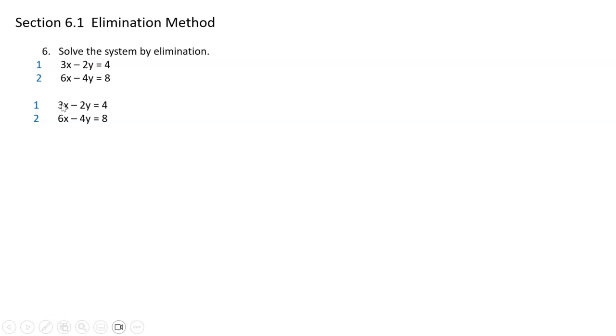It's because negative 2 times 3 will give us negative 6. And then when you add it to the 6x, they will be eliminated. But I need to multiply negative 2 times every term. So negative 2 times 3x, negative 2 times negative 2y, and negative 2 times 4. That's going to give us negative 6x plus 4y equals negative 8. Equation number 2, all we do is bring it over, and then we add them. In this case, guys, we're going to get 0 equals 0. What does that mean? Right? We don't have any x's or y's. It just means that there's going to be infinite solutions. So the answer will be infinite solutions.